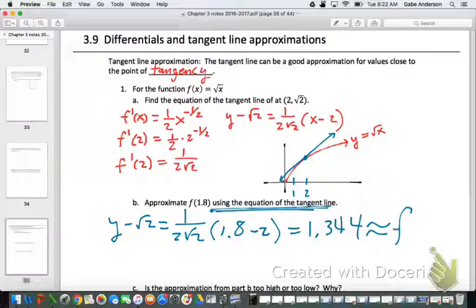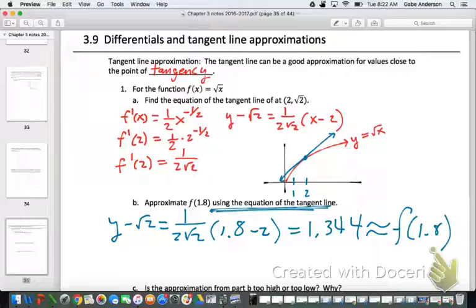f of 1.8. So when the input is 1.8, the output of the line is 1.344, right? And we are approximately equating that to f of 1.8. We're saying the curve is approximately that. Not exactly that, of course, but approximately that because the tangent line is a good approximator of a curve at least close to the point of tangency.